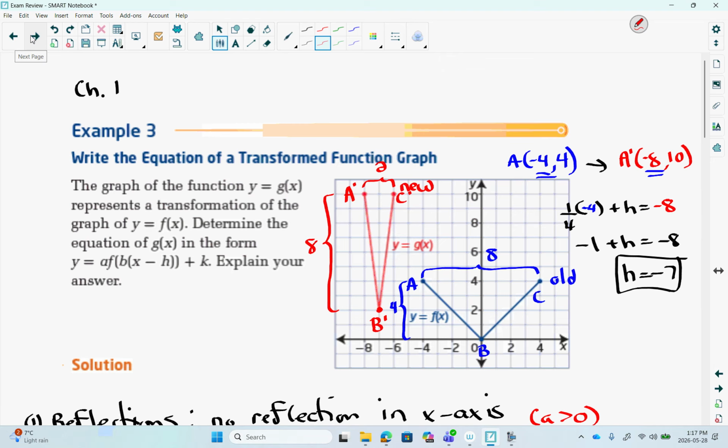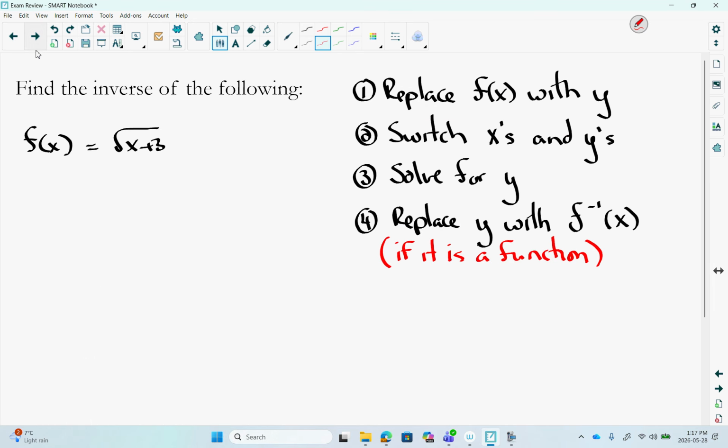Okay, so that was kind of like one of the big questions from chapter 1, along with, you know, what are the transformations, reading a paragraph and picking out A, B, H, and K, making the equation, making a mapping rule, transforming some points. This was also from chapter 1. So if you flip to the next example, where it says find the inverse, these were the steps.